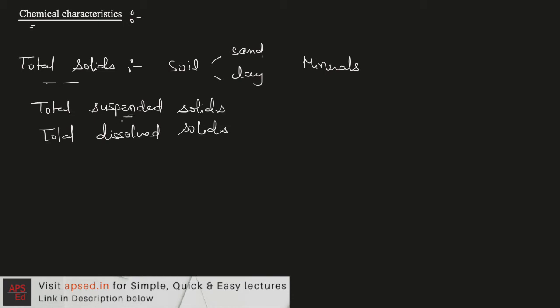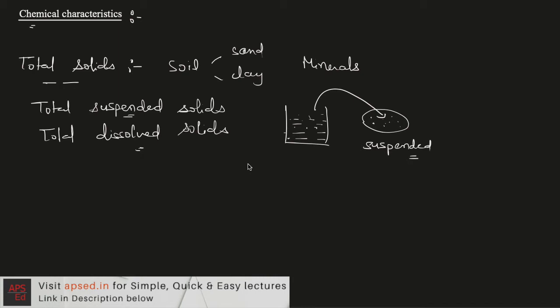So it is clear from the name itself, if we have a sample of water, the solids that are in suspension are the suspended solids and some will be dissolved in water, so those are the dissolved solids. Now for the calculation of these solids, we can perform some basic experiment. So if we take a water sample and filter it using a filter paper, there will be some solids remaining on this filter paper, and if we weigh this filter paper, from that we can find out the total suspended solids.